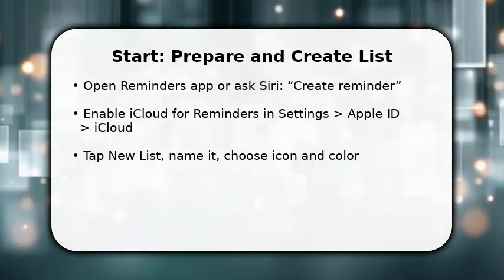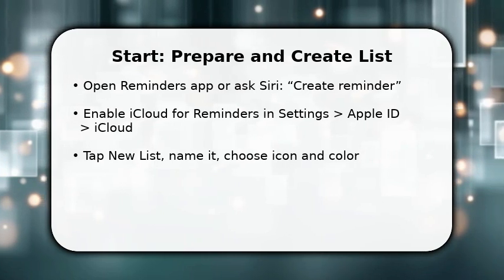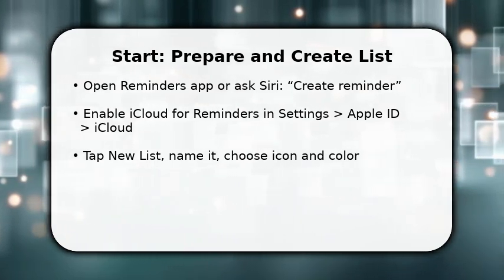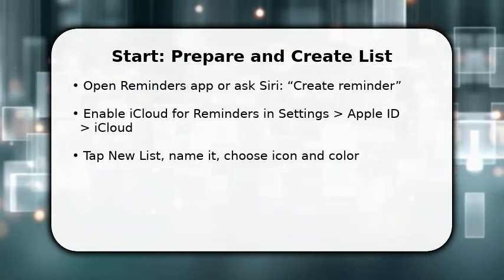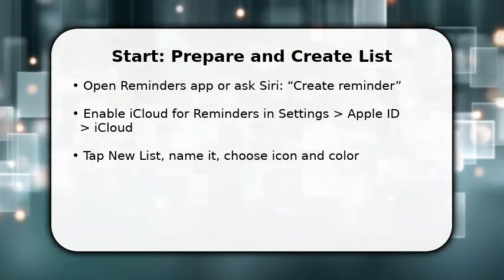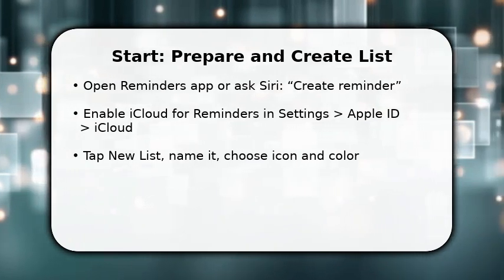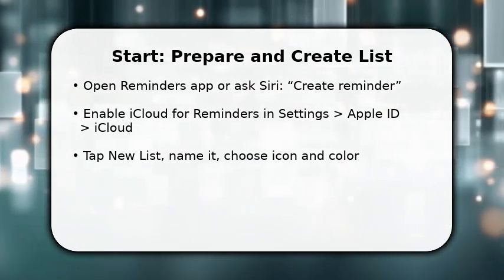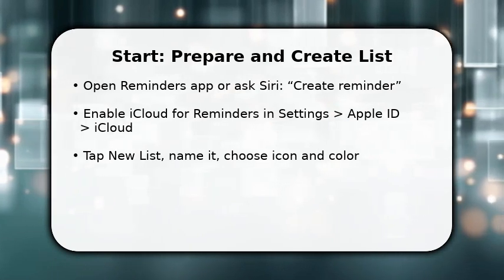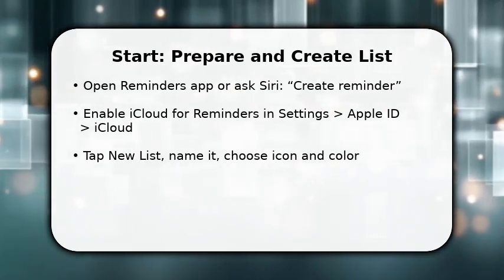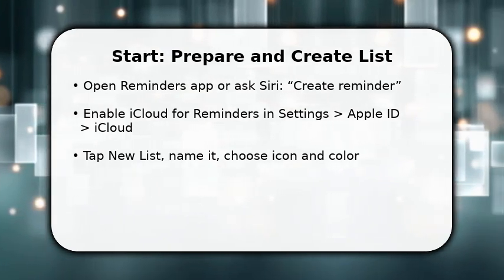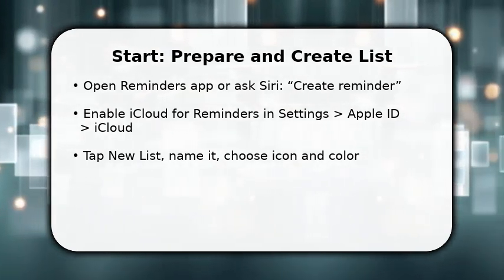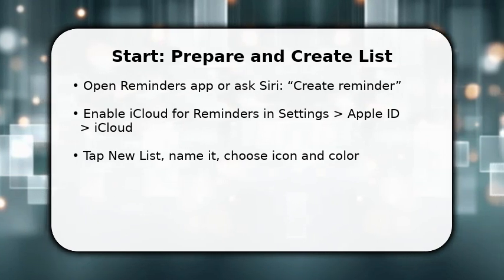You'll begin by preparing your environment and making the first list. Open Reminders and confirm iCloud Sync is on so items stay across devices. Once done, tap New List, name it clearly: work, groceries, or projects, and pick a color and icon to visually separate it. Then add your first reminder by tapping New Reminder or use Siri to dictate one. This saves time and sets the list structure. Make sure lists are named for purpose so you can sort quickly later.